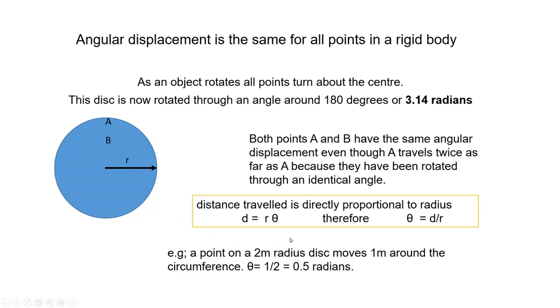Now in the box over here, what we've got is the distance something travels is equal to the radius multiplied by the number of radians it's turned through. So that's simply your circumference of a circle. And then with rearrangement going the other way, if you're trying to work out what the angular displacement is and you have a distance traveled around a circle, you can just simply divide it by the radius. And so here we've got an example. You've got a 2 meter radius disk, and then an object moves 1 meter around the circumference. So as it does so, it travels through half a radian.